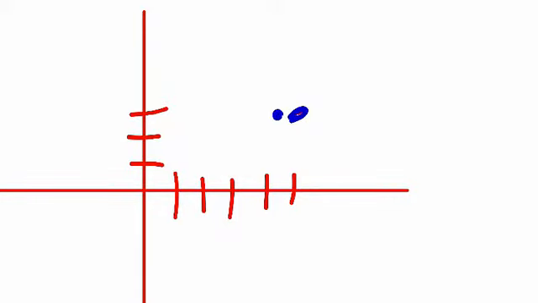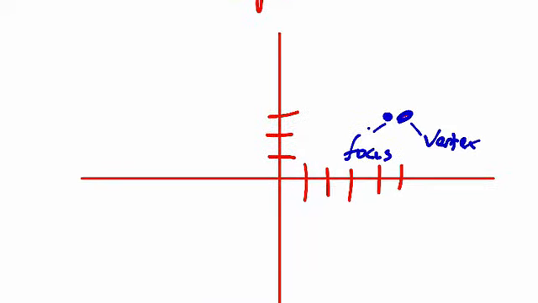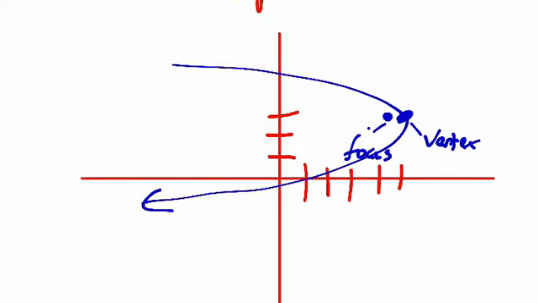So we're just going to go, let me zoom in just a little bit. It's going to be pretty darn close to that. So again, this is our vertex, and this is our focus. So again, we have another parabola opening to the left. Looking something kind of like that.